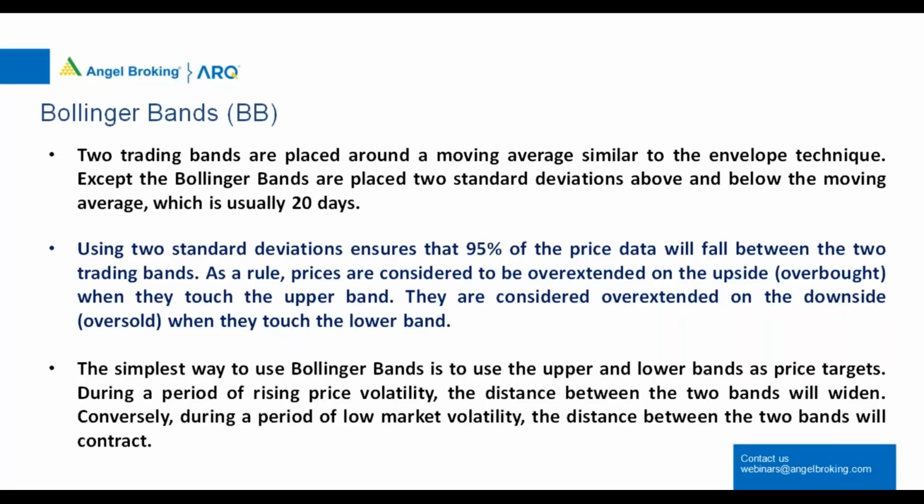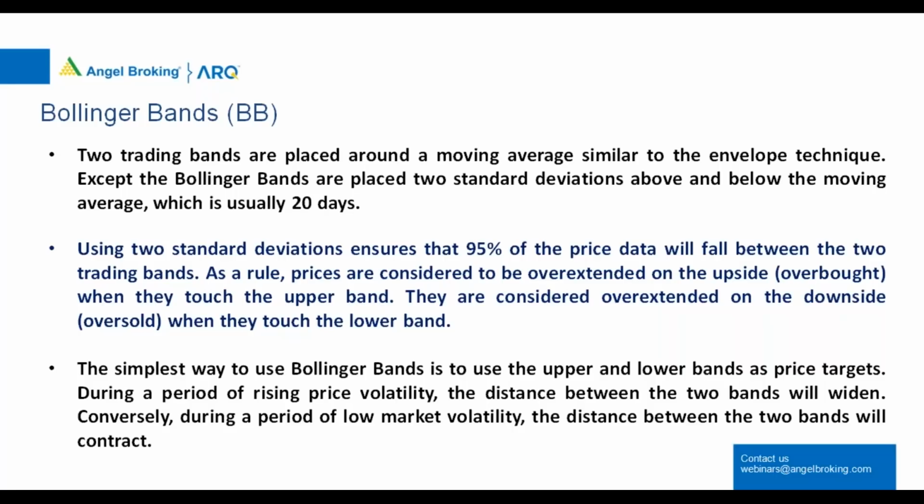During a period of rising price volatility, the distance between the two bands will widen. So generally if there is high volatility in the stock or in the index, the band will become very broad. Likewise, in a period of low volatility, the distance between the two bands will contract. We will look at an example, but before that, I would like to cover this part.